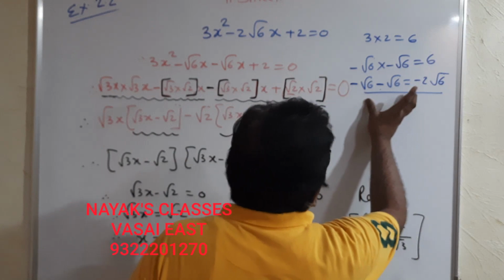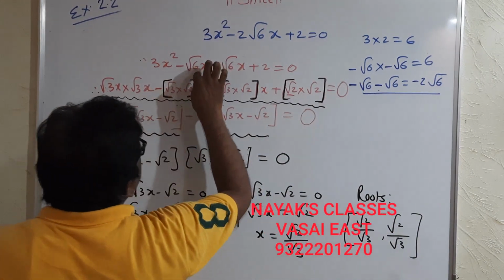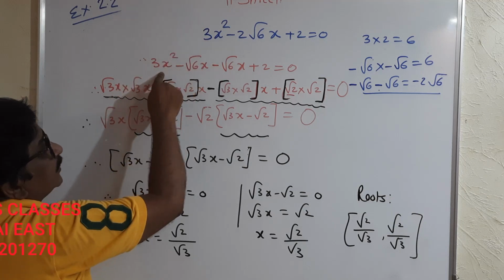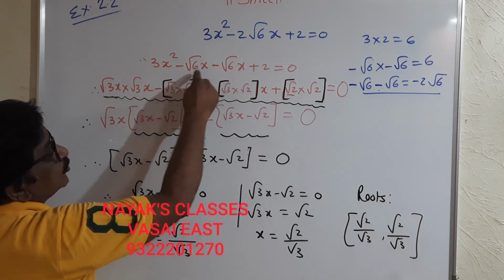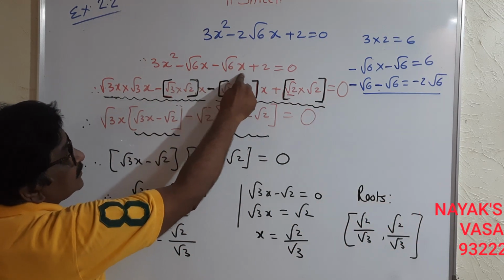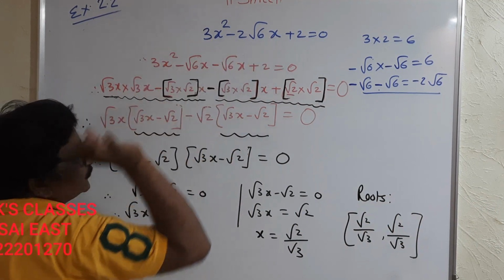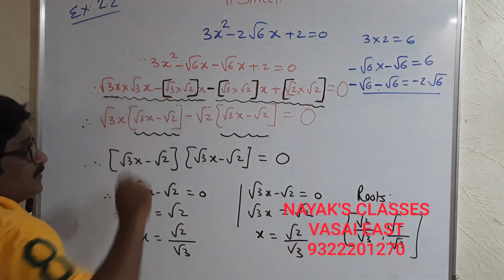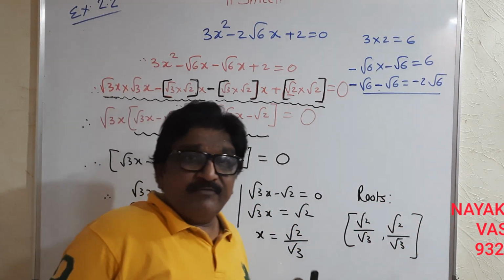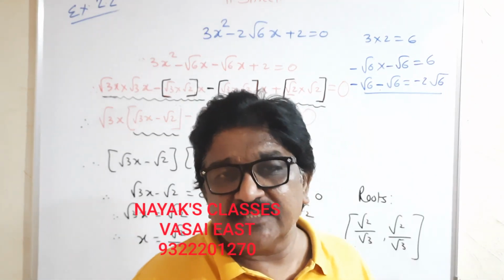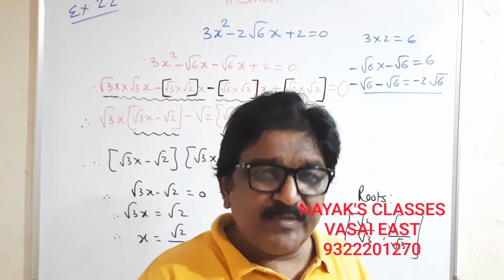Using this number, we have solved this one. Put these things. So 3x square minus root 6x minus root 6x plus 2 is equal to 0. Then, for convenience of taking out commons, you may not understand the things properly, so I have split again.